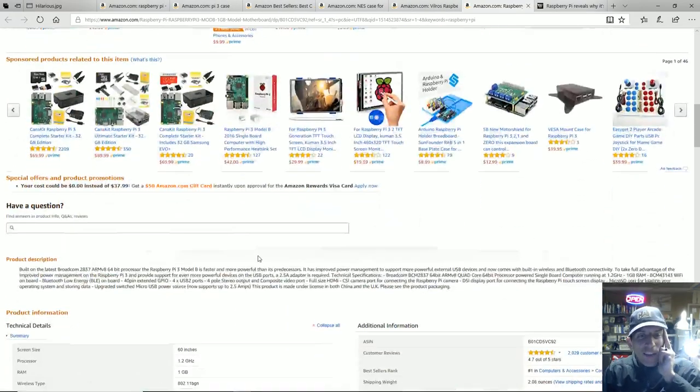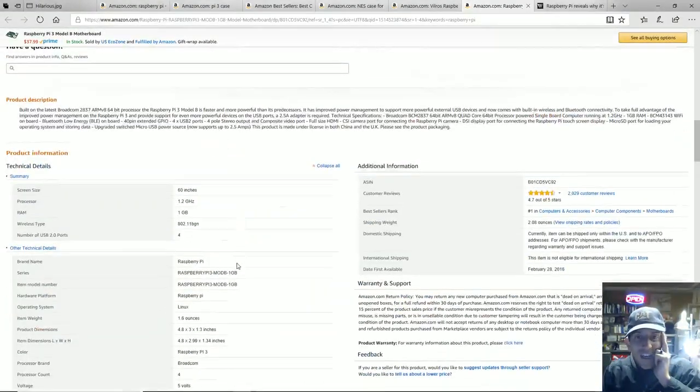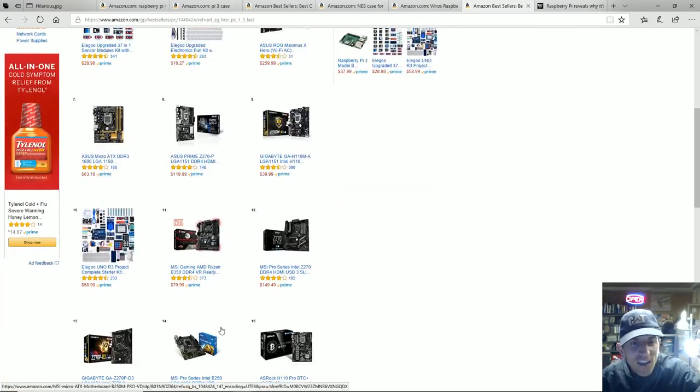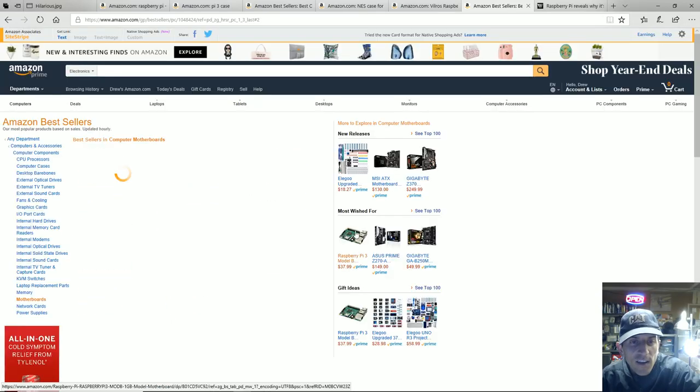Jesus. Okay, what else we got here? Okay, Raspberry Pi, let's see where bestseller this is and what category. Oh, it's not in a category. There you go. Number one in motherboards. That's interesting. So the number one selling motherboard is the Raspberry Pi 3, next to all these higher end motherboards. Next to a couple other kits. Wow.